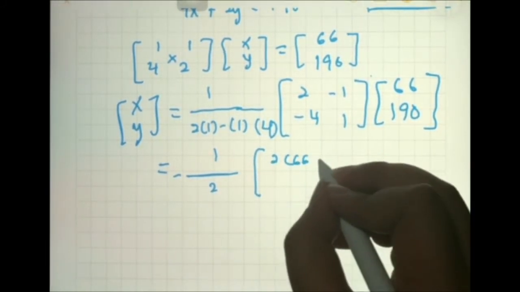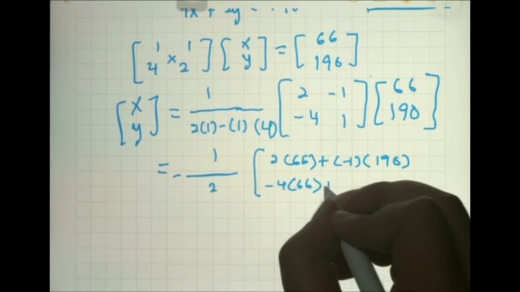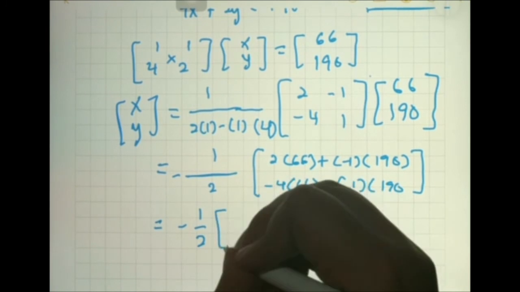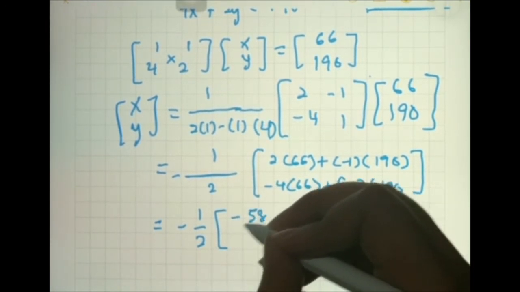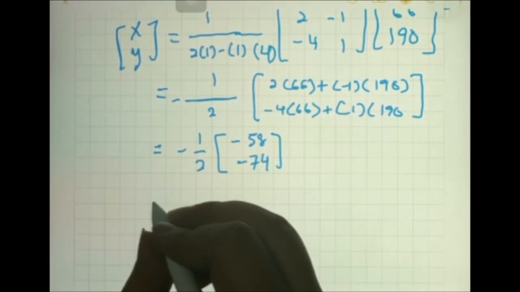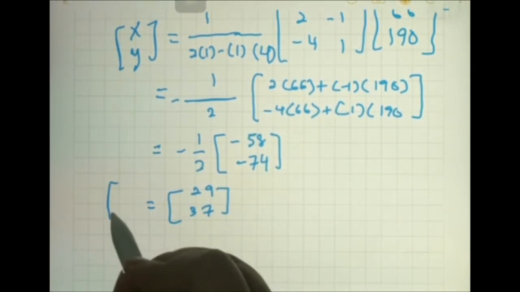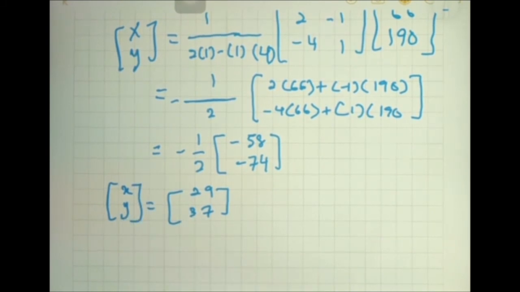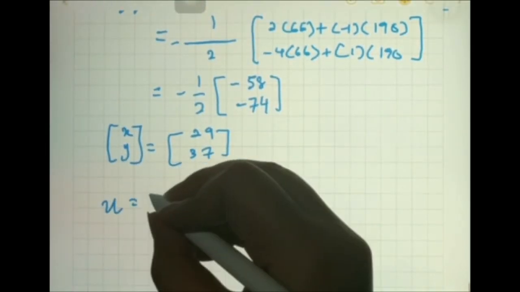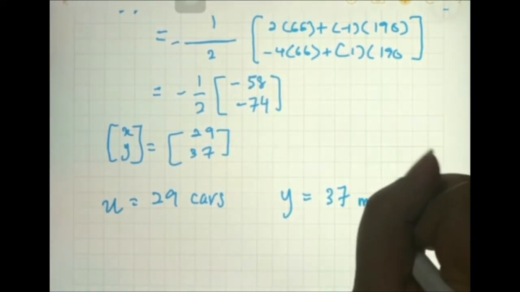So 2 times 66 plus negative 1 times 190, and negative 4 times 66 plus 1 times 190. Final answer: negative 58, this is 74. So times the negative half, our final answer will be 29 and 37. So x represented cars and y represented motorcycles. So the number of cars parked that day was 29, and y is 37 motorcycles.